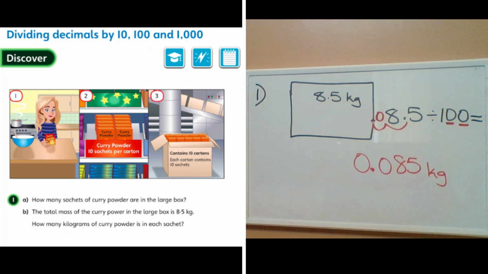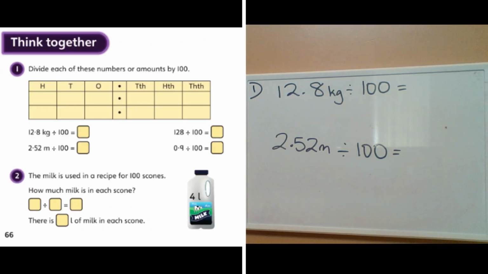Alright, that's the discover portion. It had us use our skills of multiplying by 10, 100, 1,000, as well as our skills of dividing by 10, 100, and 1,000 to solve those problems. Let's move on to the think together portion. Now for the think together.